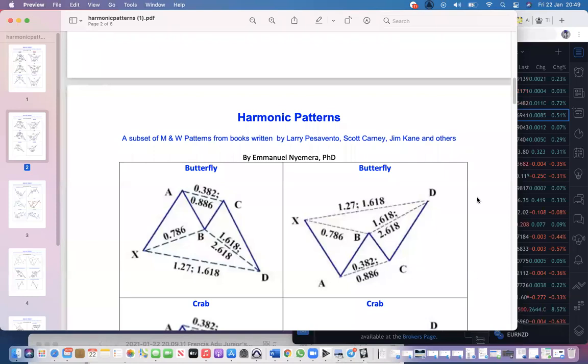Same way as we look to the sharks, on the butterfly, you can see that from X to A, if you pull your fib from the X leg to the A leg, there is a line here to B. And that line is 0.786, 78.6% area. And that will give you your B leg.